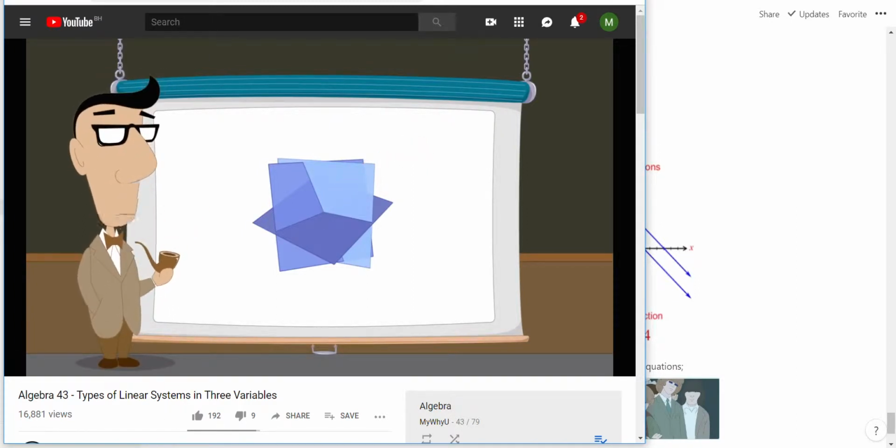In this lecture, we will look at different ways in which 3 planes can be oriented in 3-dimensional space, and different types of solutions which can exist for a system of 3 linear equations in 3 variables.